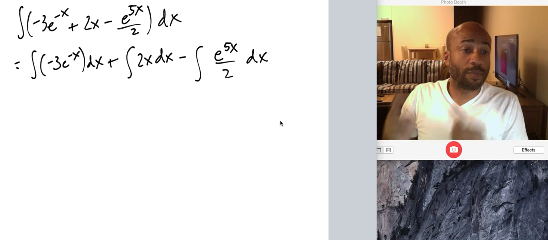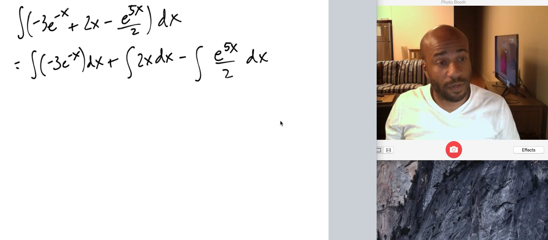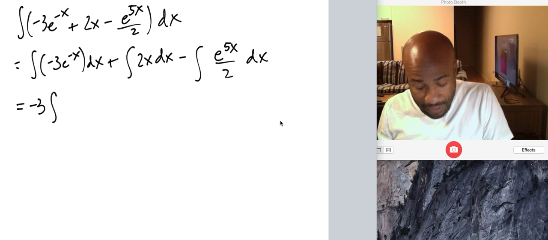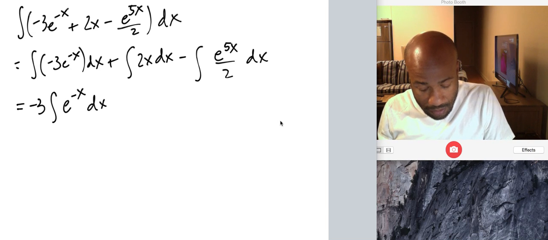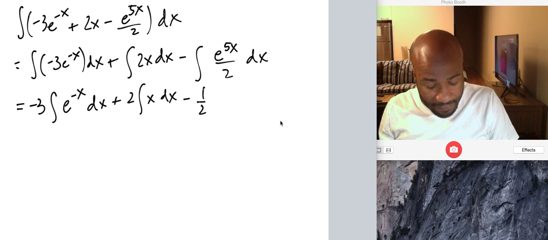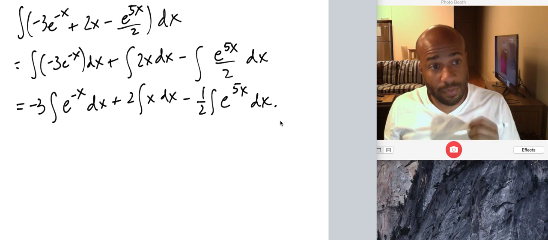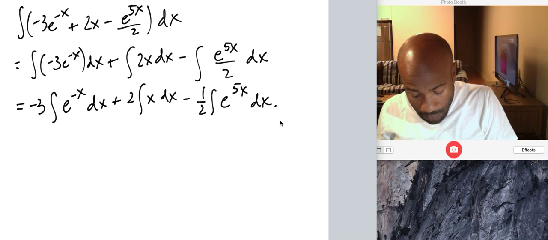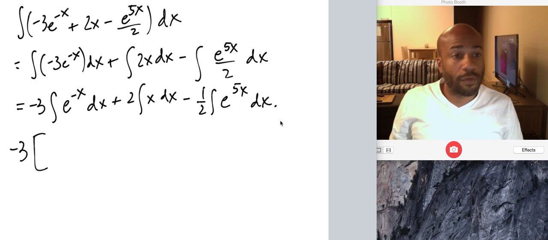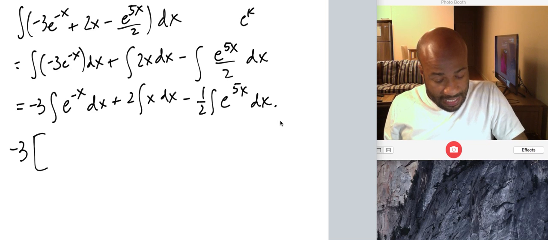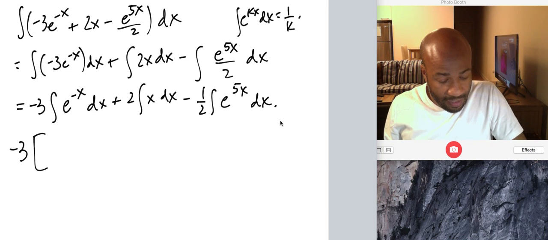So now what I want to do is I want to pull the constants out that are in front of the functions. So in this case I have -3 e to the -x dx plus 2x dx minus 1/2 integral e to the 5x dx. So all those are working in our favor by pulling them out so that we have easy integration. So using that formula, remember it was the integral e to the kx dx, that's equal to 1 over k e to the kx plus c.